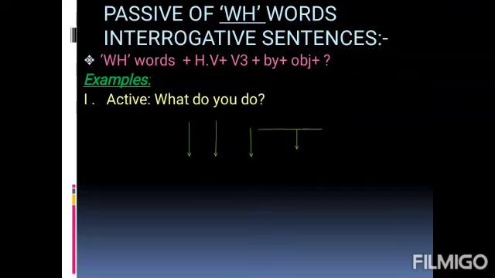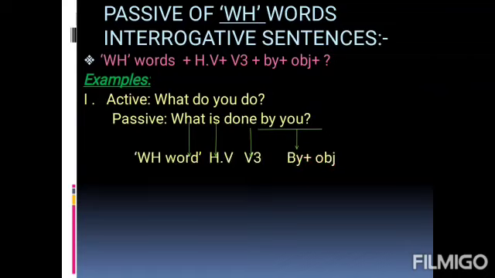Active sentence: what do you do? So the passive is: what is done by you. Now match it with the rule as told above. First of all, we have written the WH word, then is, that is the helping verb, V3 done, by plus object, by you, then the mark of question.